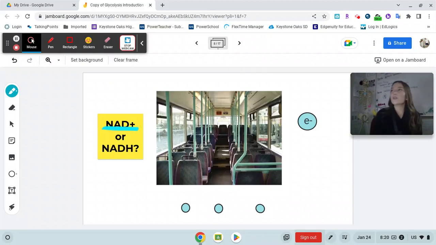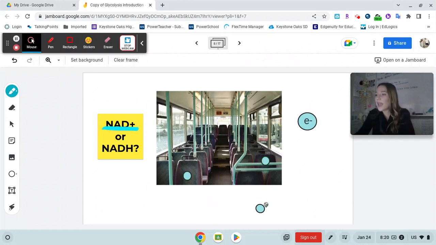What could I do to those little circles to make this NADH? Make Ned happy. What should I do to those? Jordan, honey, put him on the bus. Why don't we make them sit a little comfortably in his seats? You can make them next to each other or not. It doesn't matter. Everybody put him on the bus.